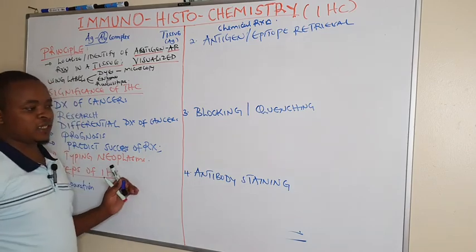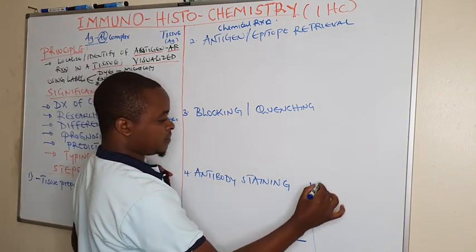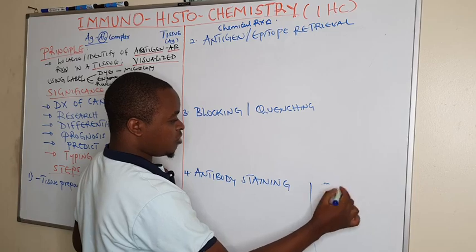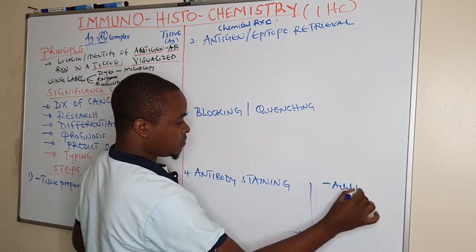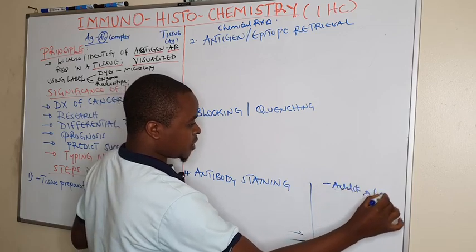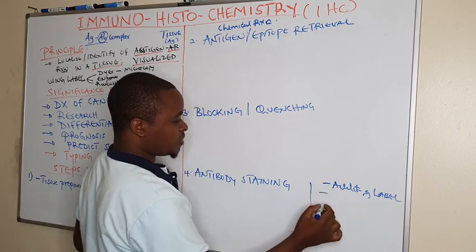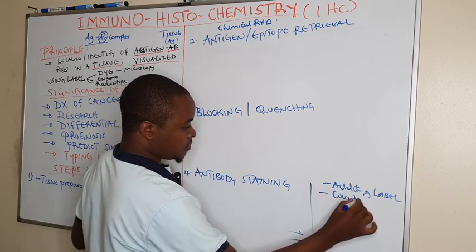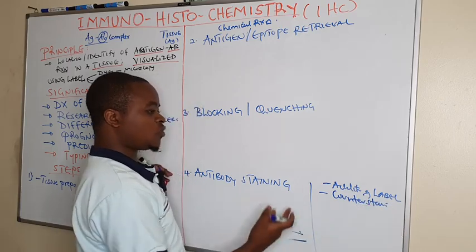After antibody staining, we shall see other steps like addition of labels, or chemicals to visualize. Then after addition of labels, we shall counterstain with H&E, but this one is optional.